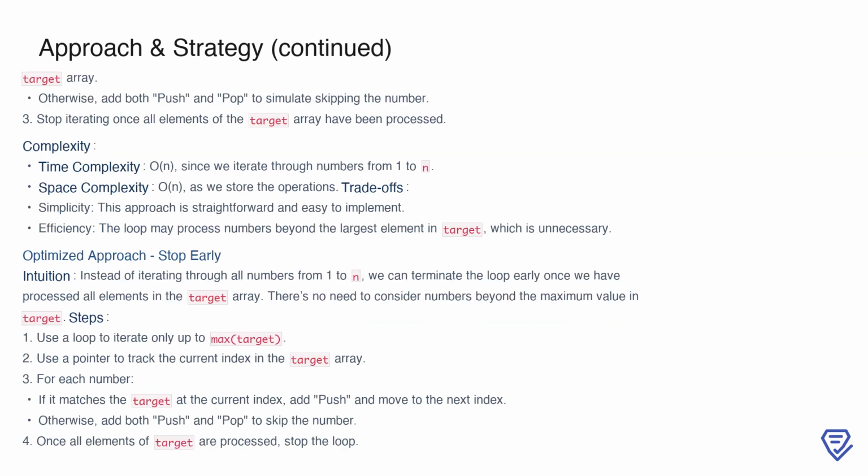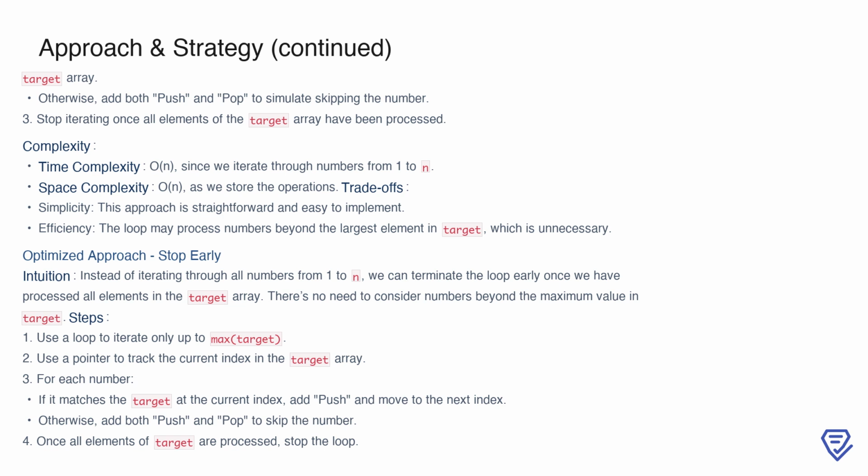In this brute force approach, the steps are straightforward. First, we loop through all numbers from 1 to n while keeping track of our position in the target array. For each number, if it matches the current element in the target array, we perform a push operation and move to the next element in target. Otherwise, we perform both push and pop to skip over the number. The process stops once we've processed all the elements in the target array. While this approach is simple to understand and implement, it has some trade-offs. The time complexity is O(n), as we iterate through all numbers from 1 to n, and the space complexity is also O(n), as we store the operations.